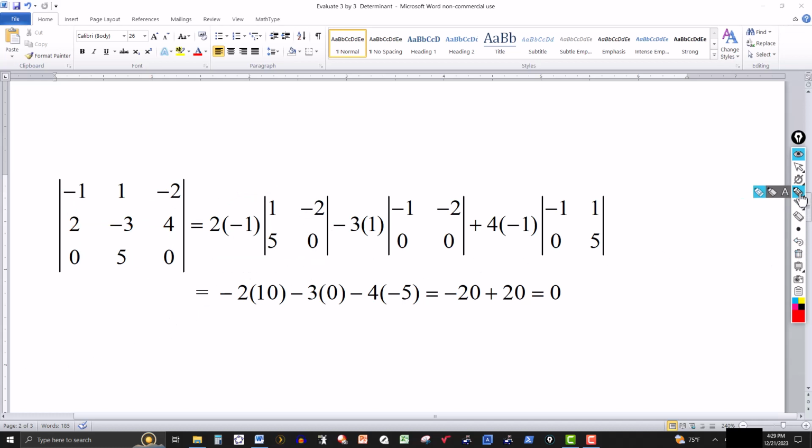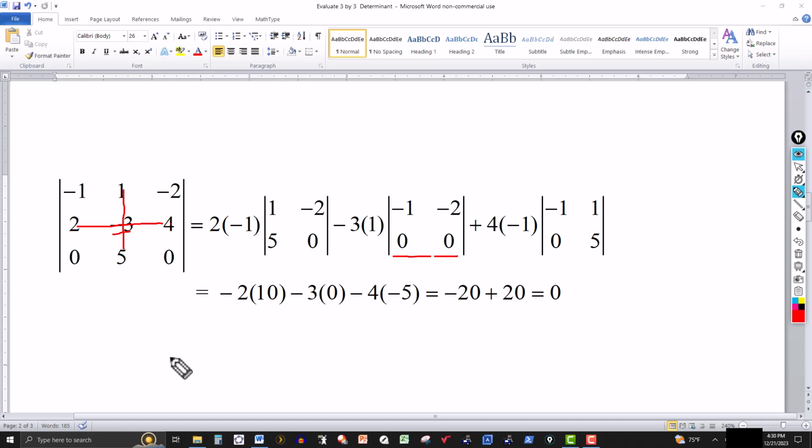Then we go to the next entry, -3. There's the -3, and that's in the second row, second column. 2 and 2 is 4. That's even. That's why this is a positive 1 here. And there's, take away the row and the column that entry is in. What's left? -1, -2, 0, 0. That's how I get this part right here.